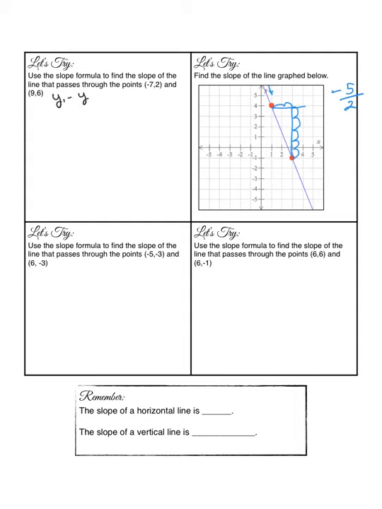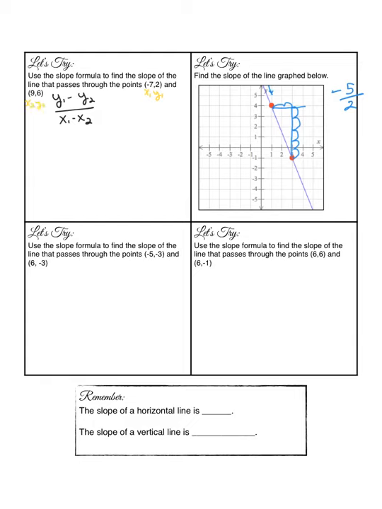y1 minus y2 over x1 minus x2. Now I'm going to tell you something. It doesn't matter which coordinate point you put first. Just label them and be consistent. Now I'm going to label this one x1, y1, x2, y2.